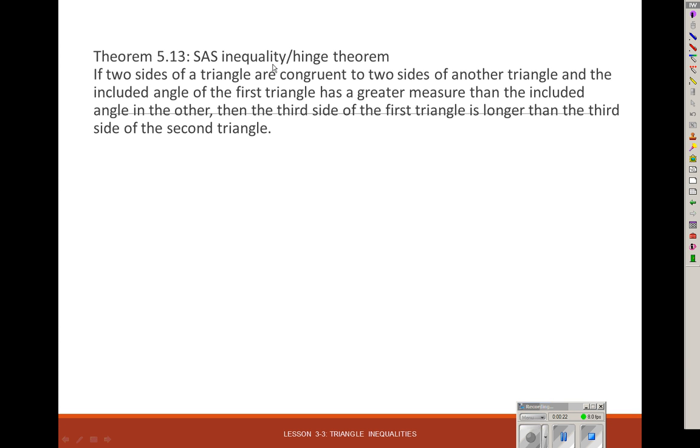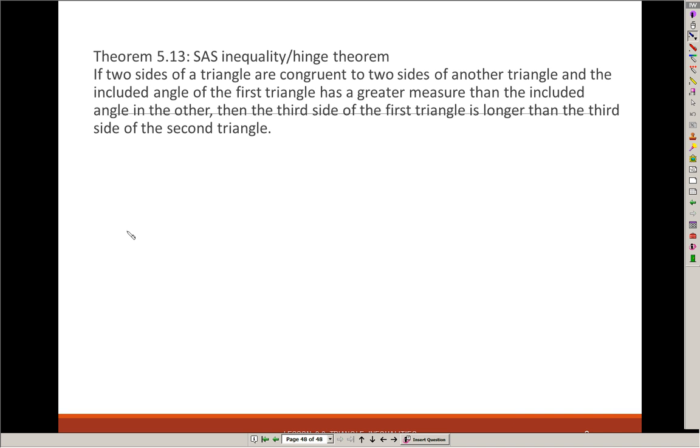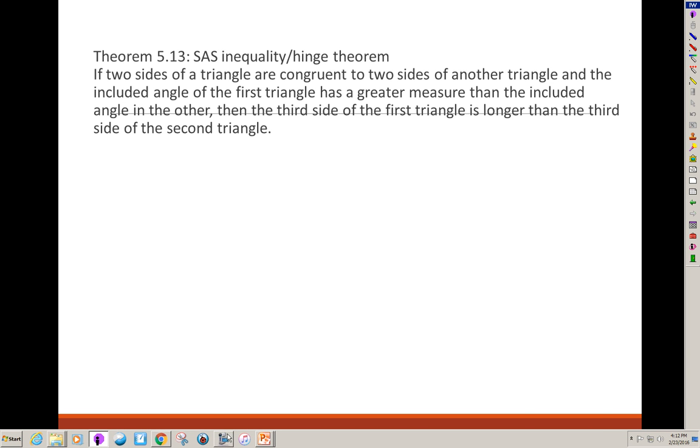The SAS inequality, or Hinge theorem, says that if two sides of a triangle are congruent to two sides of another triangle, and the included angle of the first triangle has a greater measure than the included angle in the other, then the third side of the first triangle is longer than the third side of the second triangle. That might not make perfect sense written out like that, but here's basically what it means.